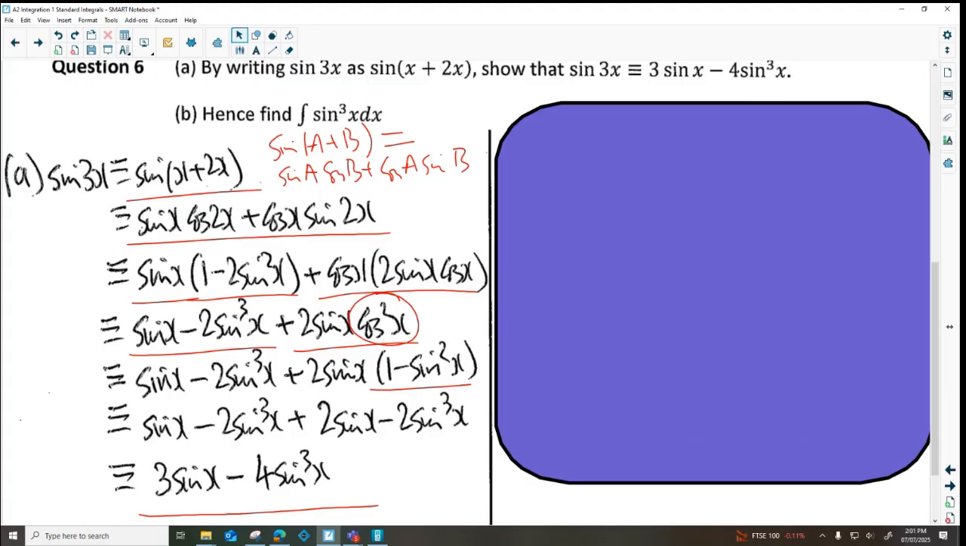Now, let's have a think about part B. Part B is actually easier than part A. Hence means you have to use the original part of the question. You have to use that identity.